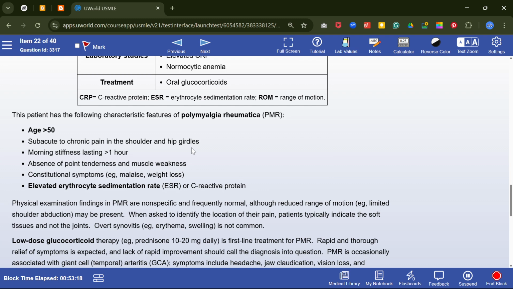Polymyalgia rheumatica characteristic features: age more than 50, ESR and CRP high, subacute to chronic pain in the shoulder and hip girdle. There is morning stiffness more than 1 hour, absence of point tenderness or muscle weakness, constitutional symptoms, malaise, weight loss, and elevated ESR and C-reactive protein.